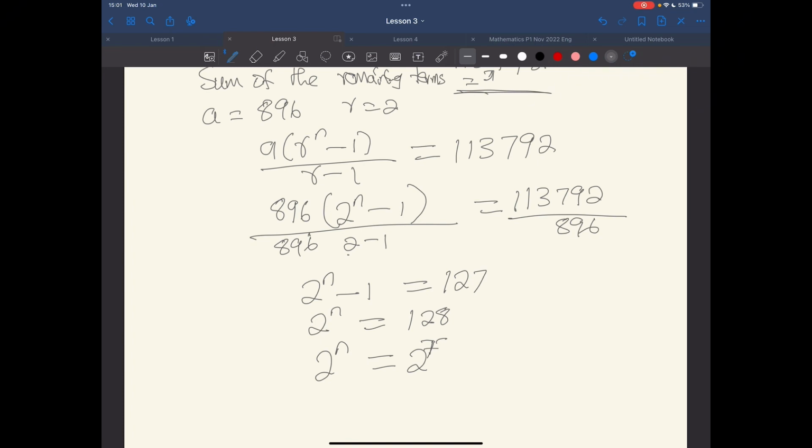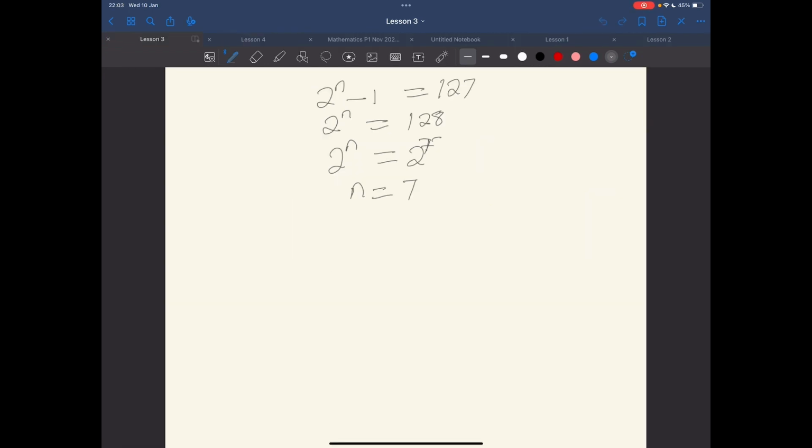Right, so it means therefore that the value of n is 7. This was a complicated way of doing it. Okay, another way of doing this problem is to take all the terms, including the first 6 terms.